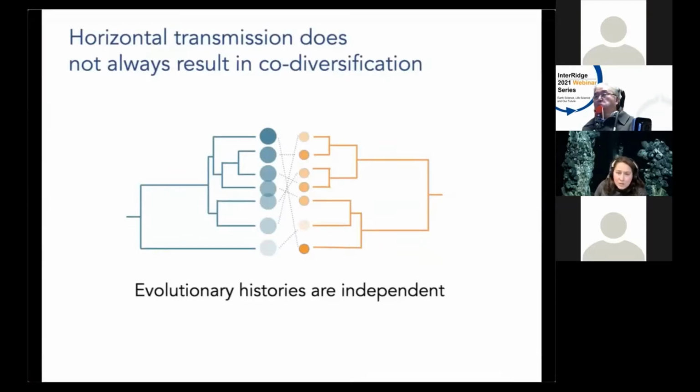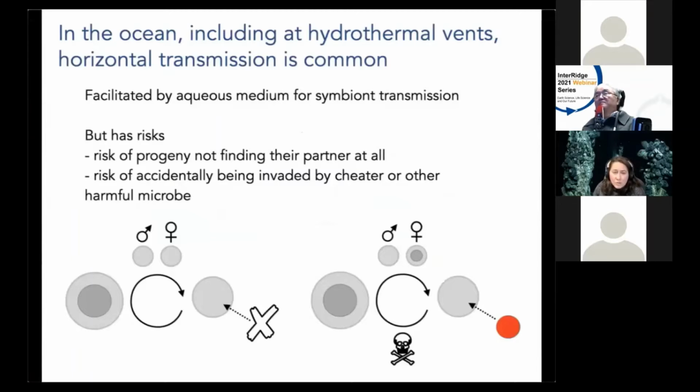So in the ocean, including at hydrothermal vents, horizontal transmission of symbionts is common. And this is facilitated by the aqueous medium, which is water, where symbionts can sort of persist in the environment and be transmitted through the environment that way. But horizontal transmission has risks. So this is really interesting. It's very common, but it has risks. And so this is the risk that the progeny do not find their partner, their symbiont at all, and so then therefore cannot survive in the case of an obligate symbiosis, like the ones at vents.